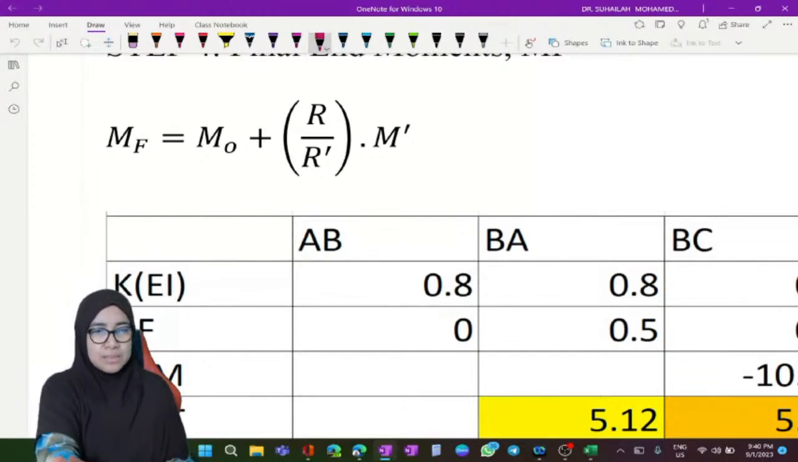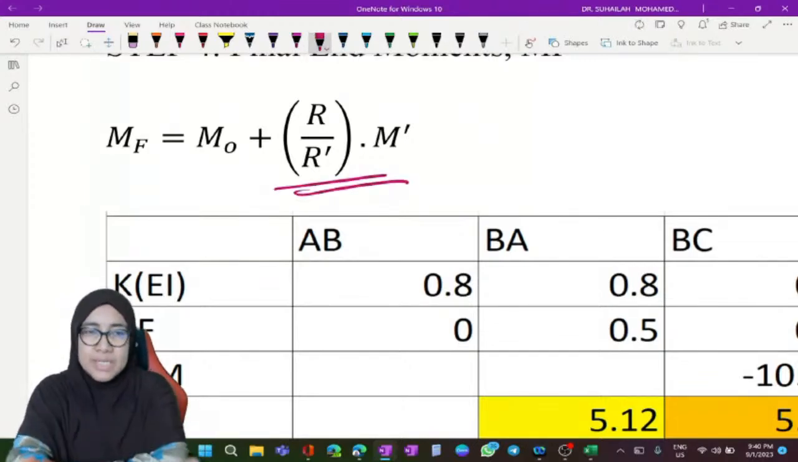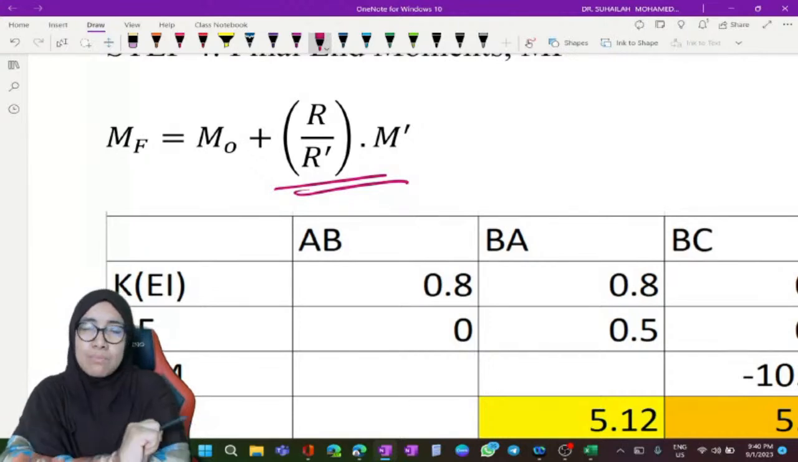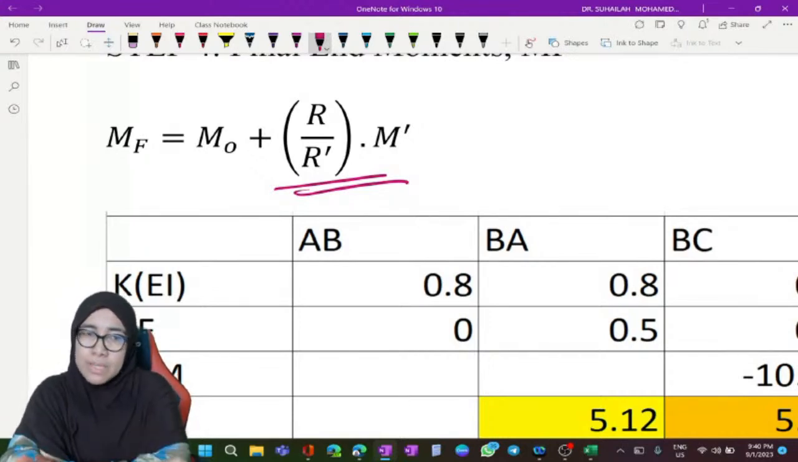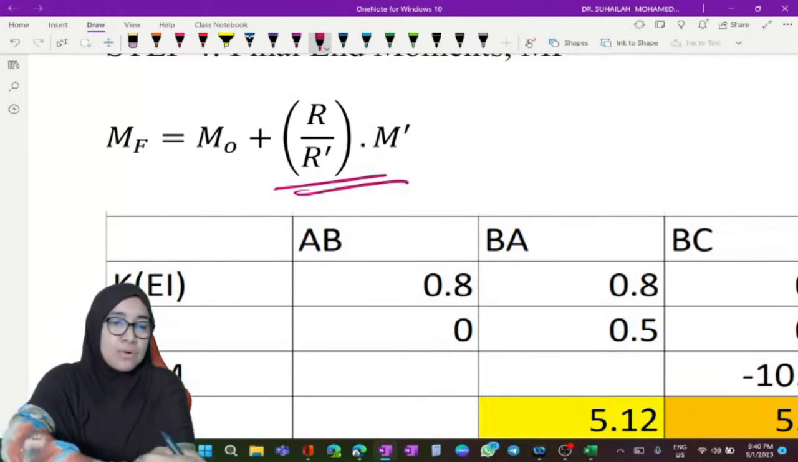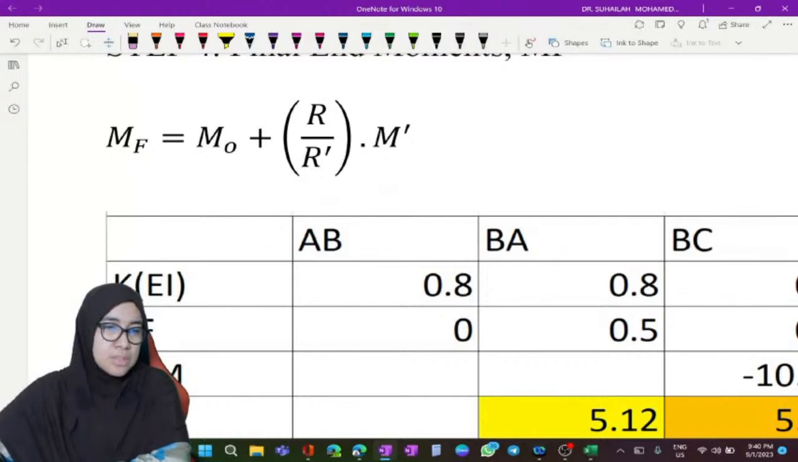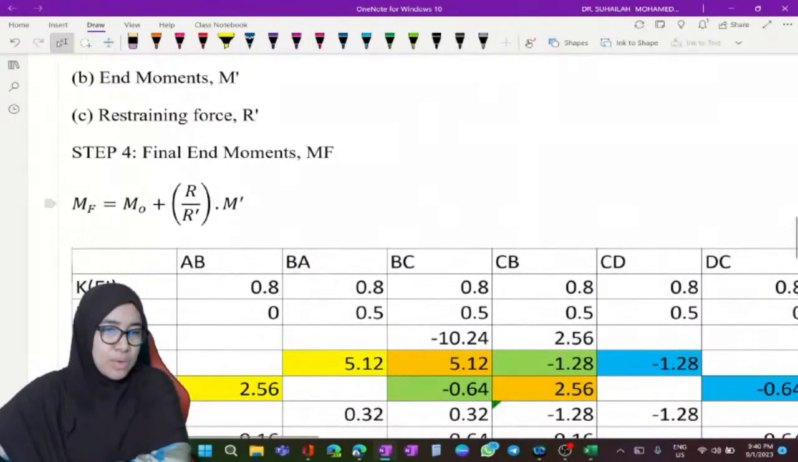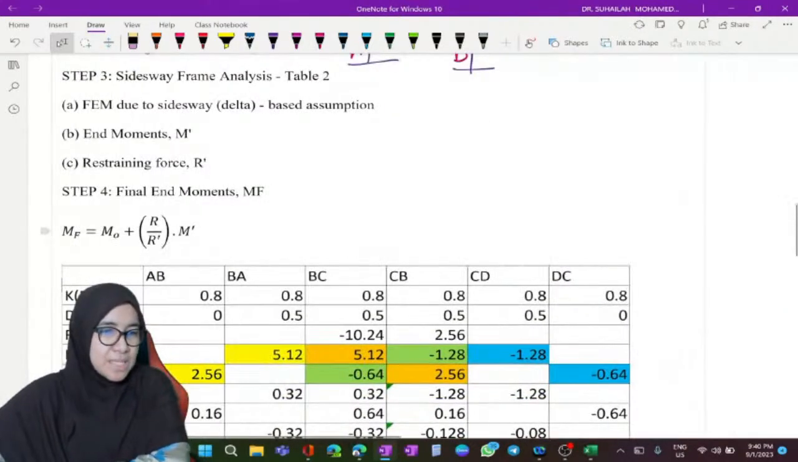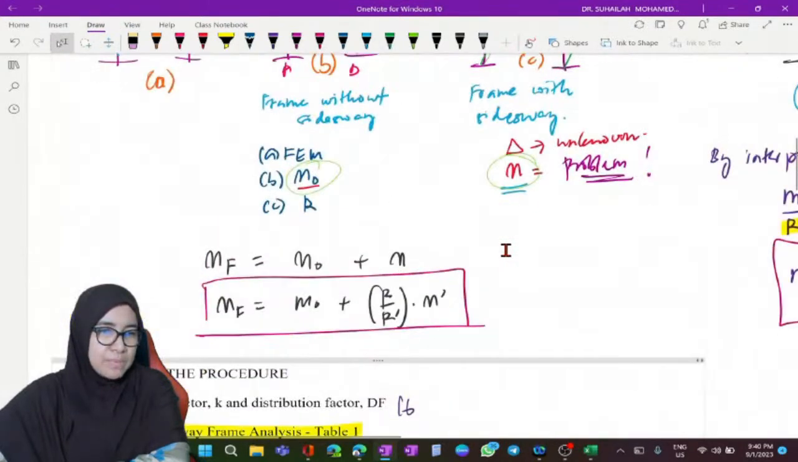Okay, we get this. So this is actually the moment, the member end moment due to delta. I have explained how we derive this in the first series. Let's review first what we have done previously.